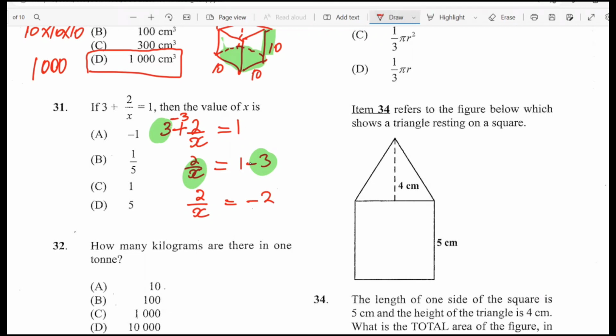Basically, you could say to yourself, 2 divided by what number gives me negative 2? It's negative 1, because we're in a multiple choice exam, we could mentally do this: x is equal to negative 1. 2 divided by what number would have resulted in negative 2? It has to be negative 1. So the answer would have been A.